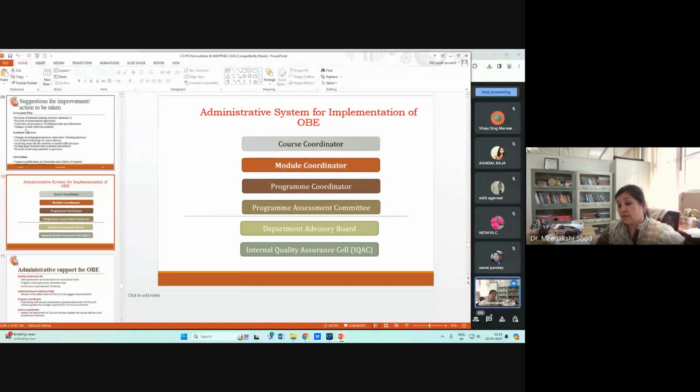Then you can have other committees. You may have a PO committee, program assessment, department advisory or BOS, and finally the IQAC cell. The IQAC cell is very important, especially for those going for the NAAC, because those institutes have to upload the AQAR file every year, which will show the continuous progression of the quality of the department or of the institute. So the IQAC cell plays a very, very important role.